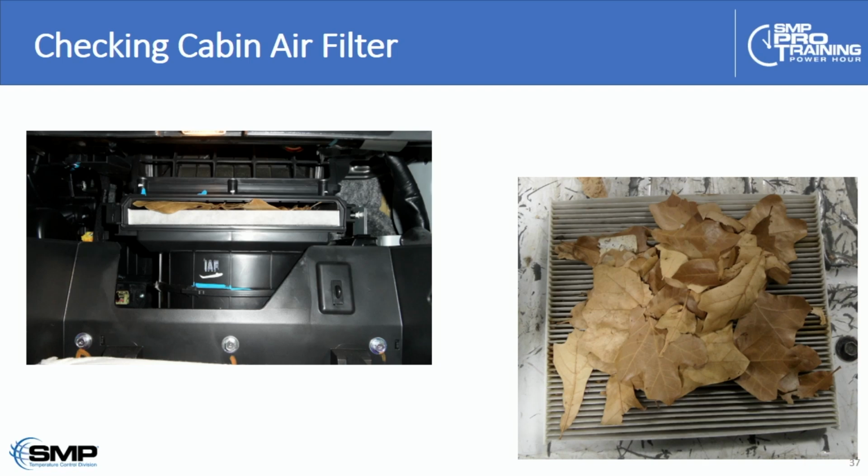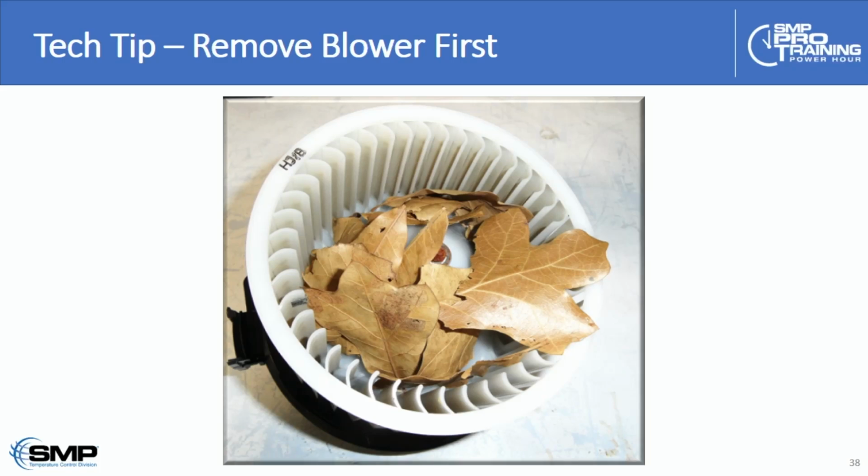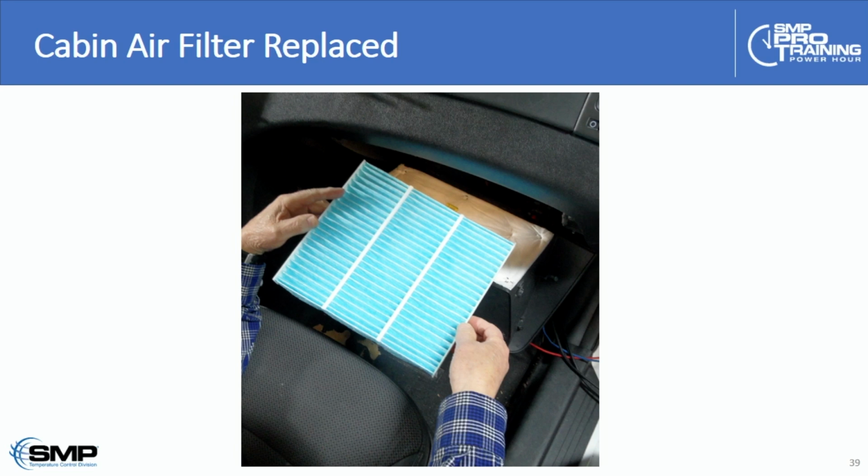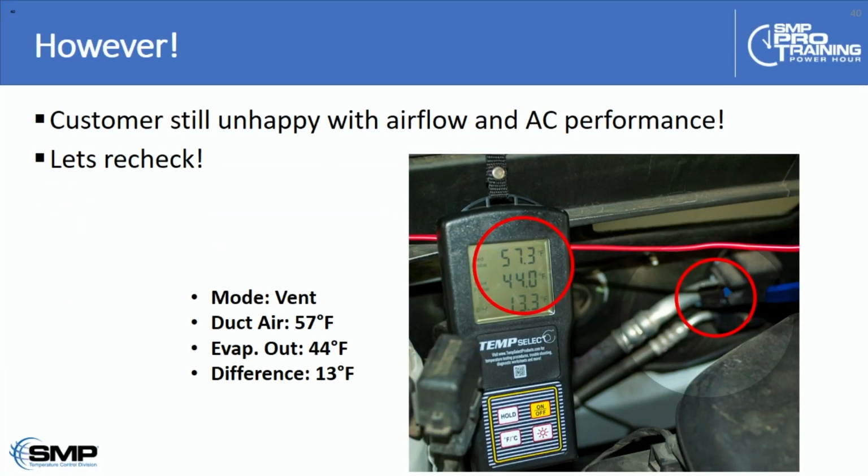Looking at the cabin air filter, it is clogged. And as we discussed before, if you can, drop the motor so you don't let leaves fall into the motor. That's a quick tip from previously. The technician at the shop replaced the cabin air filter, and it improved. If we look at the duct temperature here, the performance of the system is improved, but the customer says it's still not quite as good as it was previously.